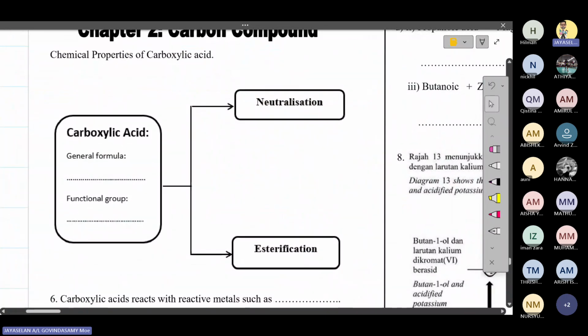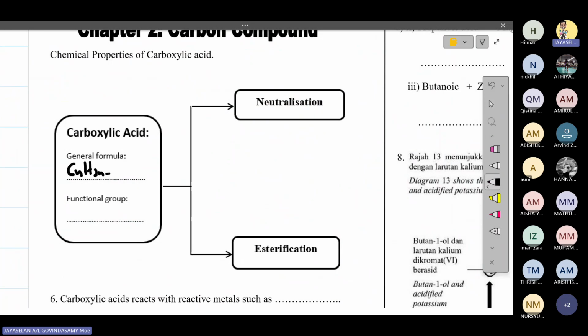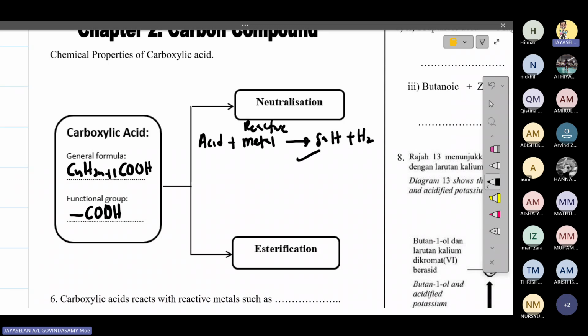Before we go, we write down the general formula CnH2n+1COOH. Functional group, you all draw like this only. Okay, functional group. It will got two reaction. One is neutralization. Neutralization you tak perlu hafal. Okay, carboxylic acid, the famous neutralization reaction. You take the carboxylic acid, reactive metal. Mesti reactive. Reactive metal, you will get salt plus hydrogen gas. Ini yang paling penting. Okay, esterification nanti kita buat, we try to finish up this.